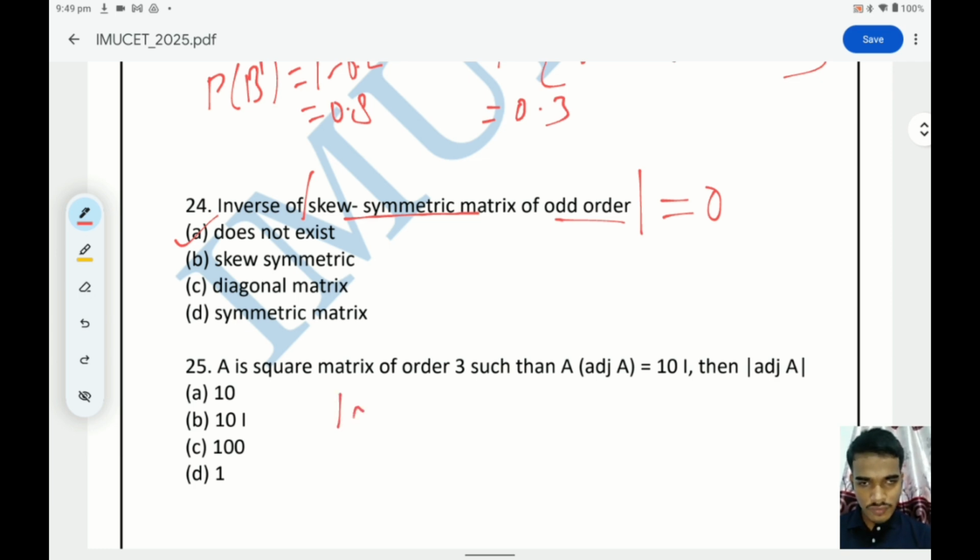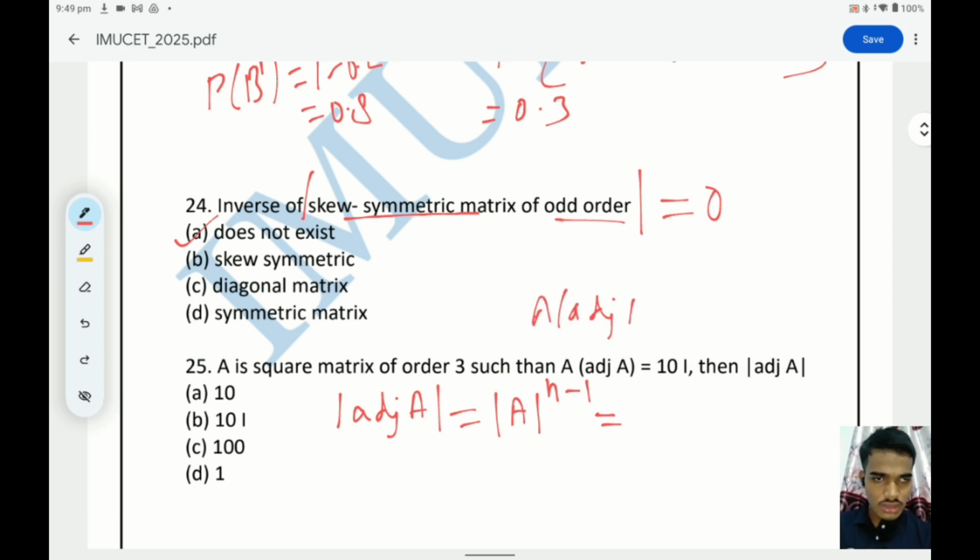This is a simple formula based question, question number 25. The formula for the determinant of adjoint of A is determinant of A to the power n minus 1, where n is the order. We know the formula A into adjoint of A is equal to determinant of A into I. So if we compare both the equations, we will get determinant of A is equal to 10 here. Order is 3, so 3 minus 1 is 2, 10 square is 100. Option C will be the correct answer.